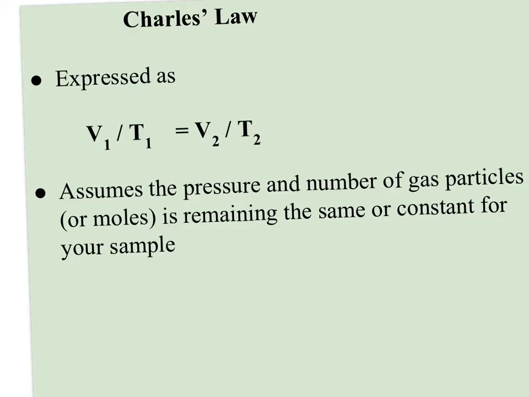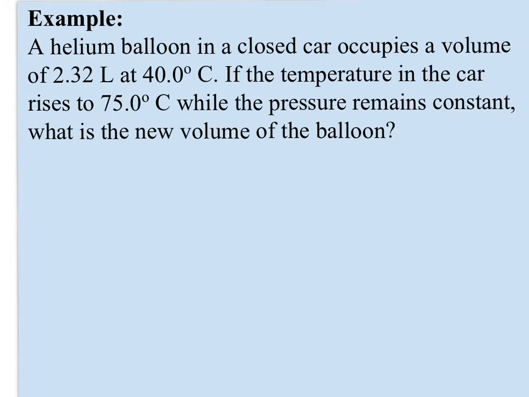Charles' law is expressed as V1 over T1 equals V2 over T2, because when one increases, the other increases. And it assumes that the pressure and the number of gas particles or moles is remaining the same or constant. So it's only volume and temperature we're dealing with. Like in this example, a helium balloon in a closed car occupies a volume, so there's V1, at 40 degrees Celsius, there's T1.